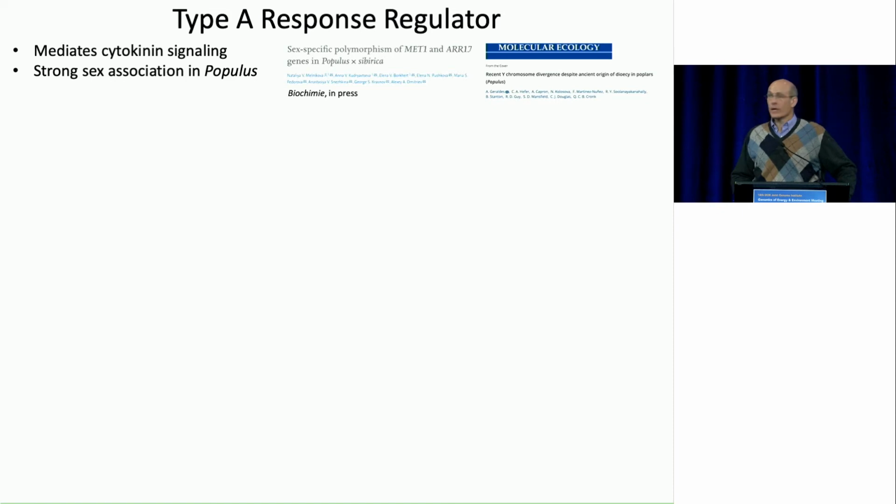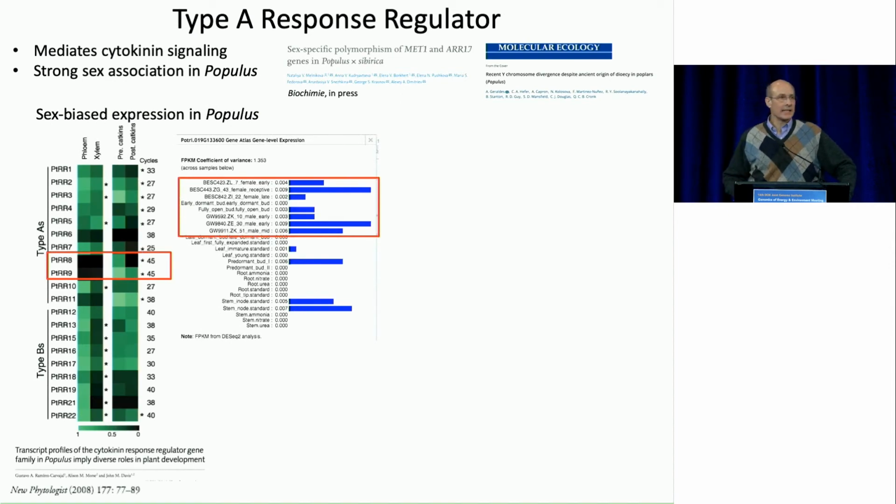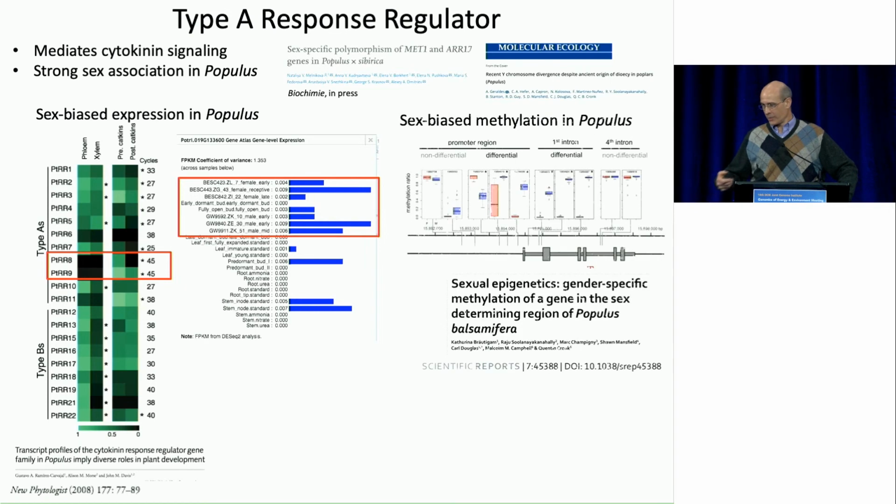Okay, so what is that gene? It turns out that that gene happens to be very strongly associated with sex in Populus trichocarpa. It's a type A cytokinin response regulator. In addition, that gene has very strongly sex-biased expression in Populus. And it's the only gene in the Populus balsamifera genome that is differentially methylated between males and females. The only gene.